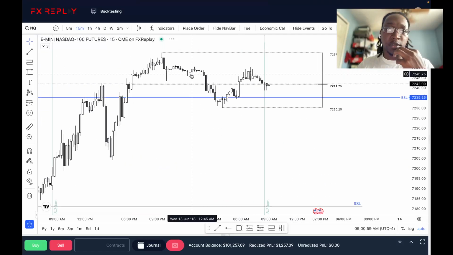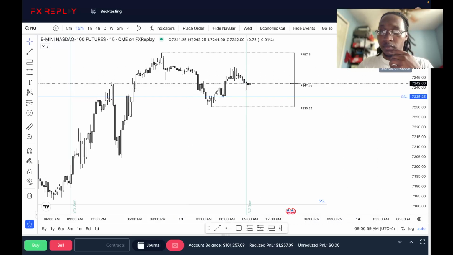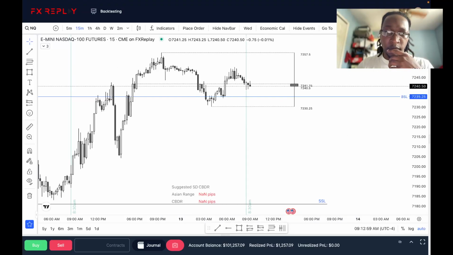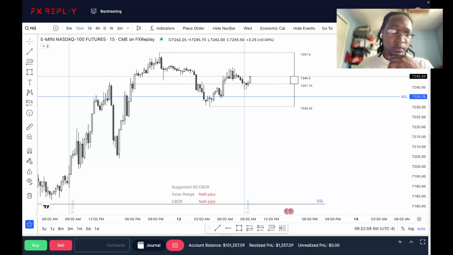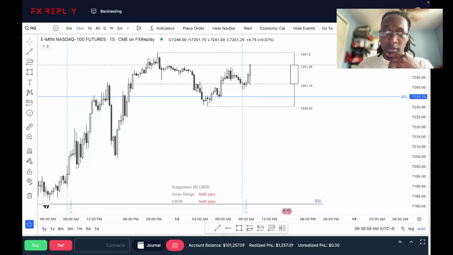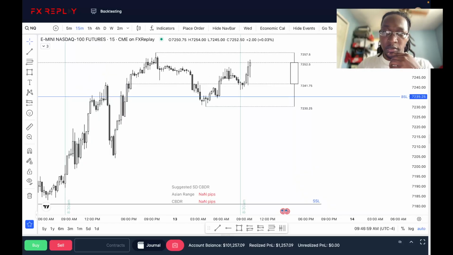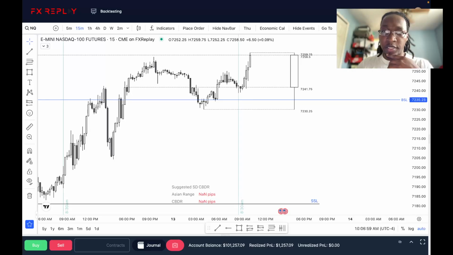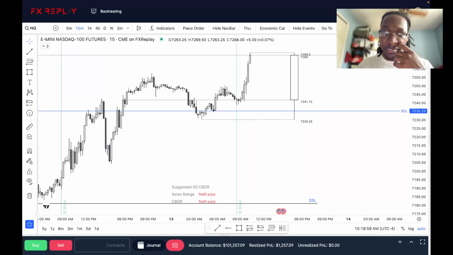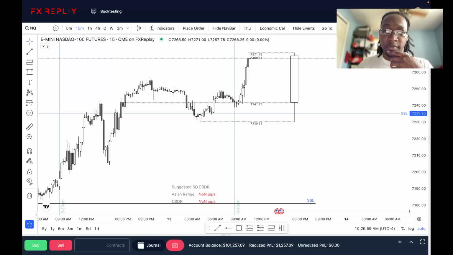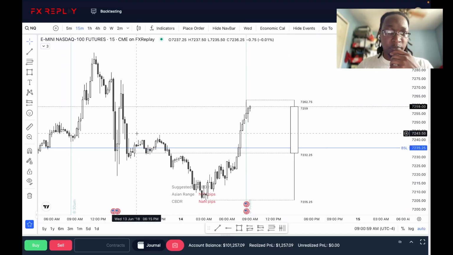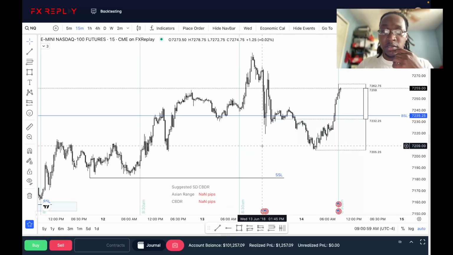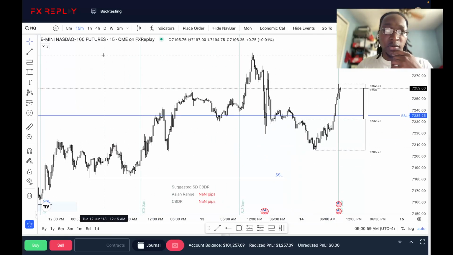So going to a 15 minute. This is 9 a.m. This is 9:15. This is 9:30. Pushing higher. Pushing higher. I think this is 10 a.m. 10 a.m. takes out the high. Pushes higher. Pushes higher. Pushes higher. This is FOMC as well. So we're gonna skip this. Price ends up coming down during FOMC, trading lower.